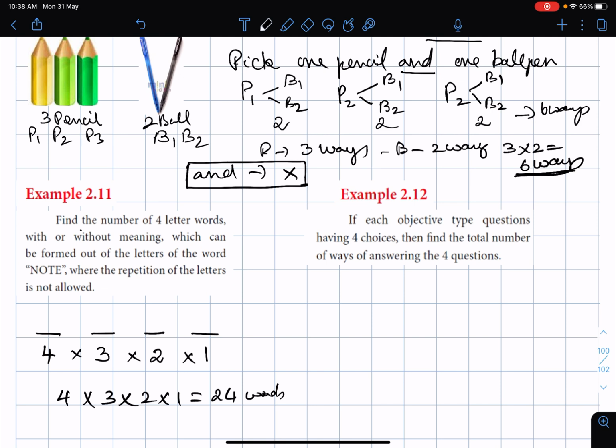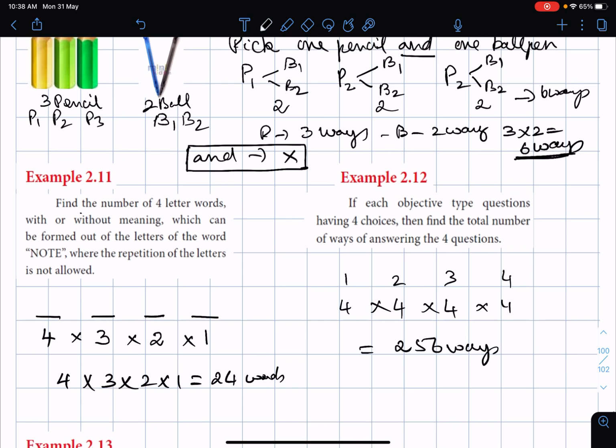Now coming to example 2.12. What is our question? In each objective type question having 4 choices, find the total number of ways of answering 4 questions. So you are going to answer 4 questions and each question has 4 choices. The first question has 4 choices, the second has 4 choices, the third has 4 choices, and the fourth has 4 choices. So in how many ways can you answer this? 4 into 4 into 4 into 4, which gives you 256 ways.